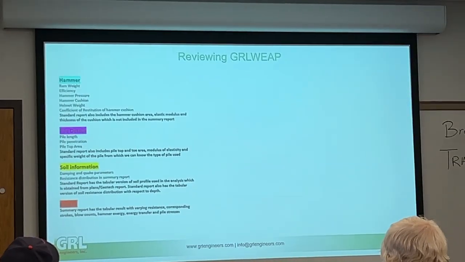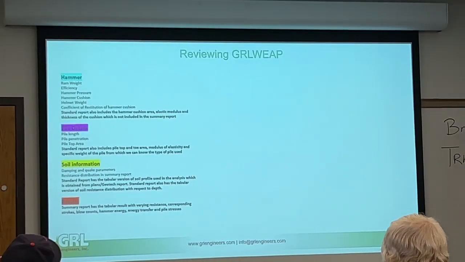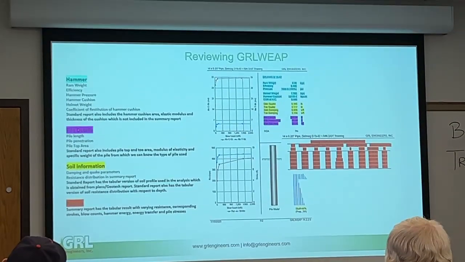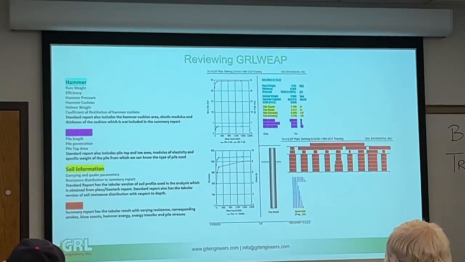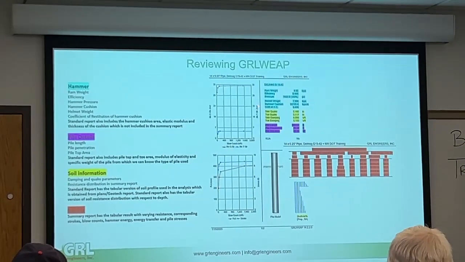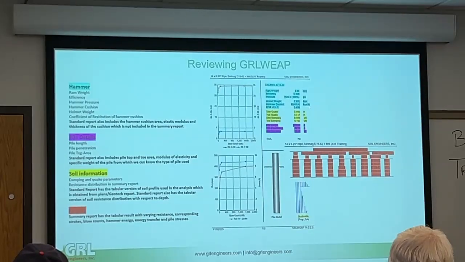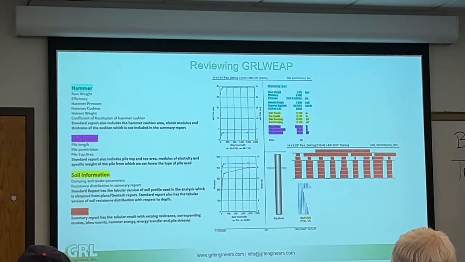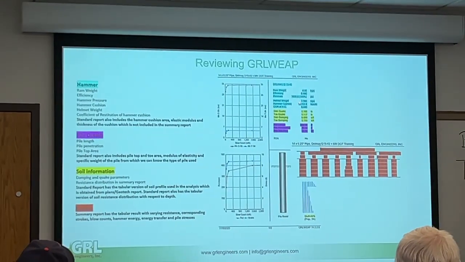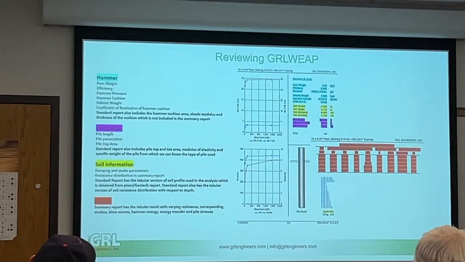Here is what I wanted to show you. So if I was reviewing a wave equation, this summary report is almost enough information, not quite as much information as you like, but I've got all these color codes of what parameters you're checking on this output. So for your hammer, there's the hammer, there's the weight efficiency, the weight, the helmet weight, the cushion.